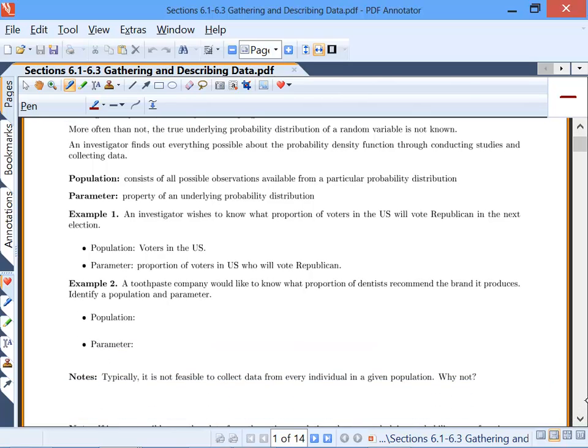For our next example, a toothpaste company would like to know what proportion of dentists recommend the brand it produces. Identify a population and a parameter. For the population, it's your people of interest. What are some possible populations that we could have? All dentists. It's not very specific. This could be all dentists in the U.S., or all dentists in Utah, or all dentists in the world. They didn't say, so we'll just go with all dentists.